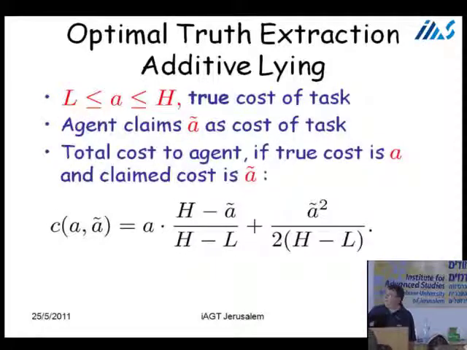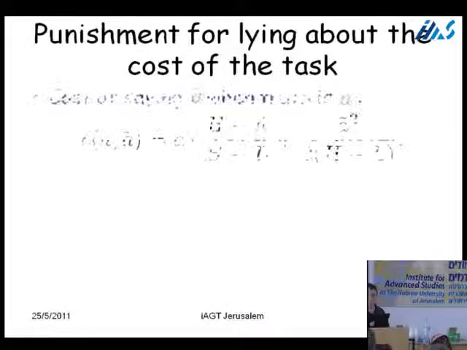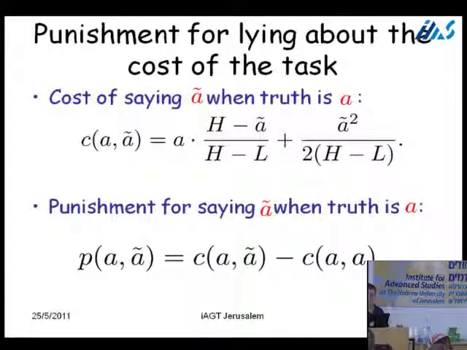The cost of saying A tilde when the truth is A is the cost of the task times the probability it's assigned, plus the bribe. The punishment you get, this is what we care about. We care about how much you get punished for lying. The punishment you get for saying A tilde when the truth is A is the cost for saying A tilde when the truth is A, minus the cost for saying A when the truth is A. That's how much you get punished. We can then normalize and move things up again if we want things to be around 0. But it doesn't really matter.